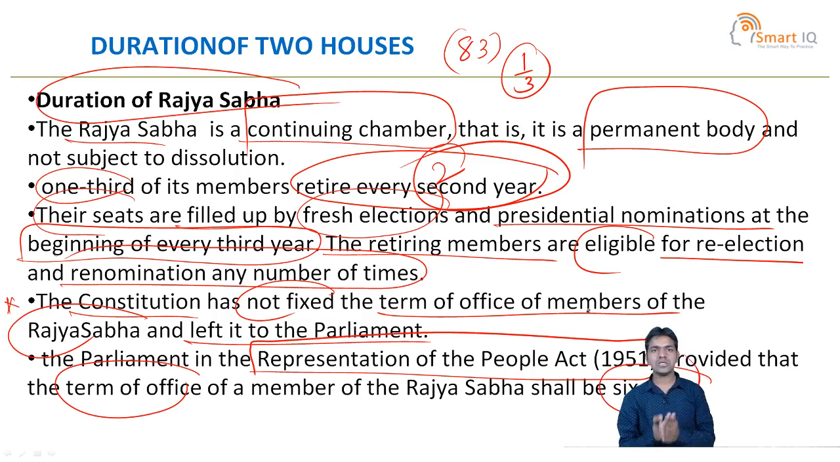The Constitution has not fixed the term of the Rajya Sabha, but the Parliament, under the Representation of the People Act of 1951, has fixed it. The term of the Rajya Sabha is 6 years. Not by the Constitution, only by the Parliament under the Representation of the People Act of 1951, the term of the Rajya Sabha member is 6 years.